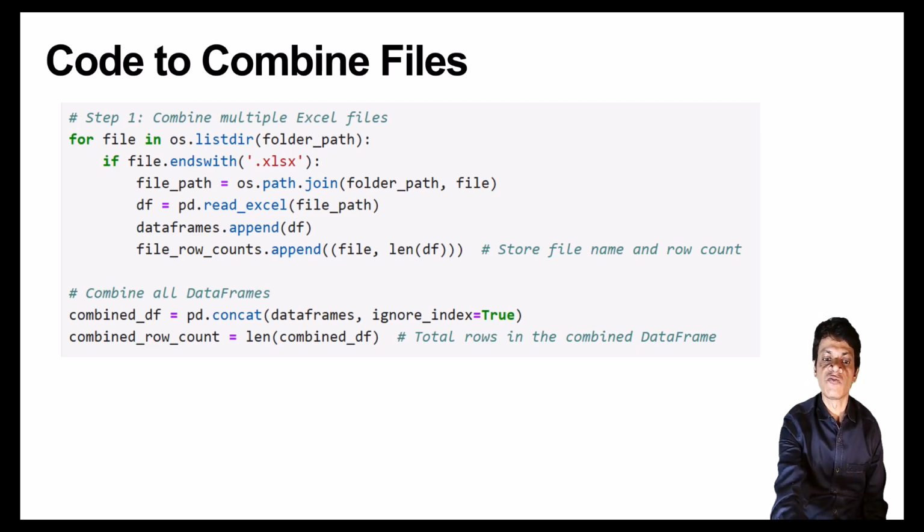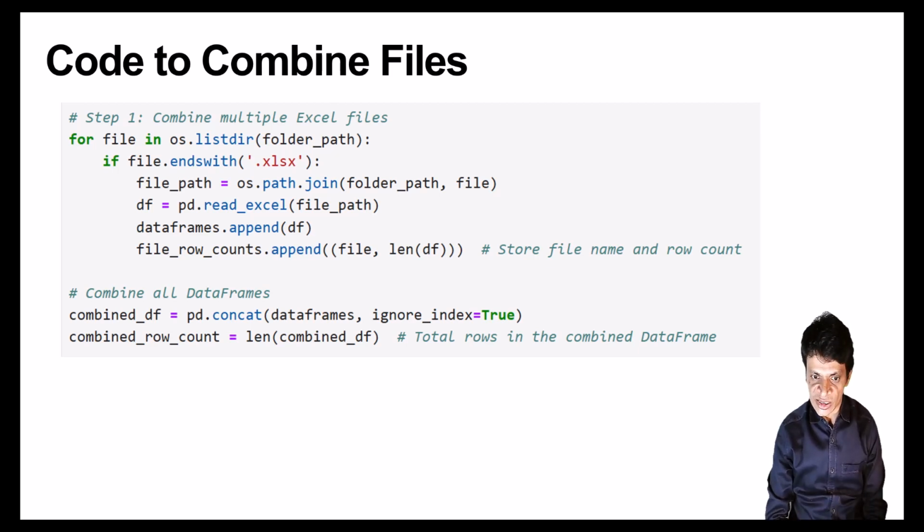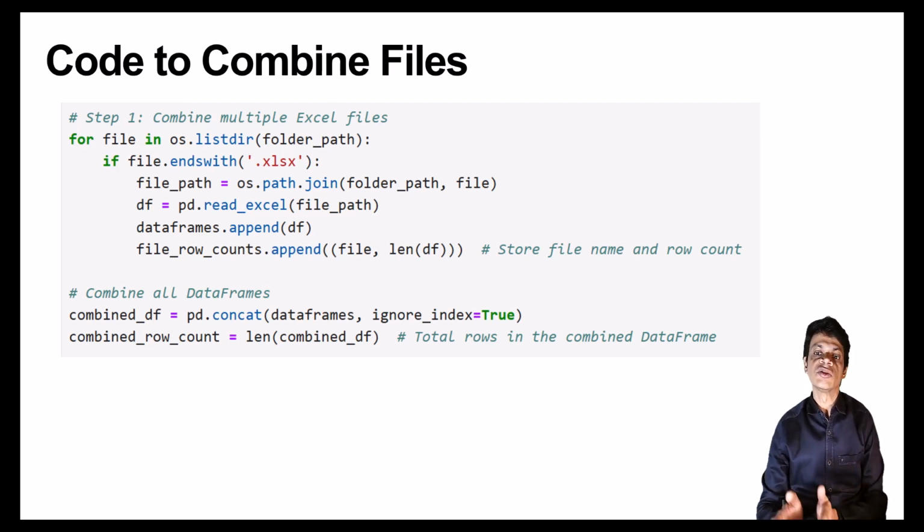And if you see here, file row counts data frame. So this file row counts will also be appended as a list. And once the process is completed, we'll export this into the final output file.